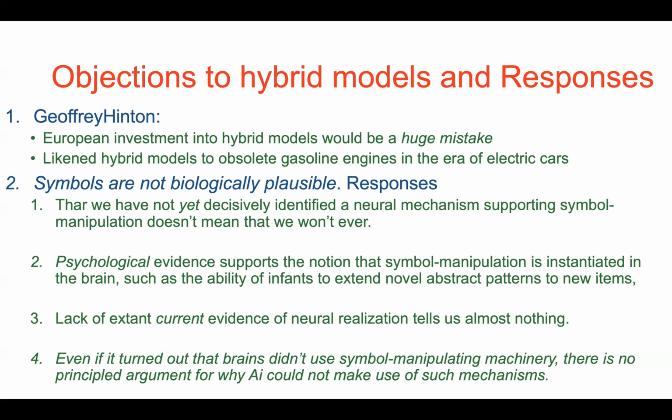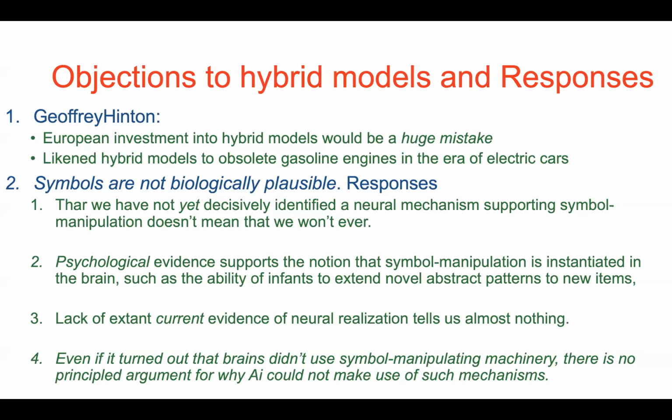All right. And that objection, symbols are not biologically plausible. Saying, we only have neural networks in our brains. It's not biologically plausible. The responses are that we have not yet decisively identified a neural mechanism supporting symbol manipulation. Doesn't mean that we won't ever. Today's models may not do that.